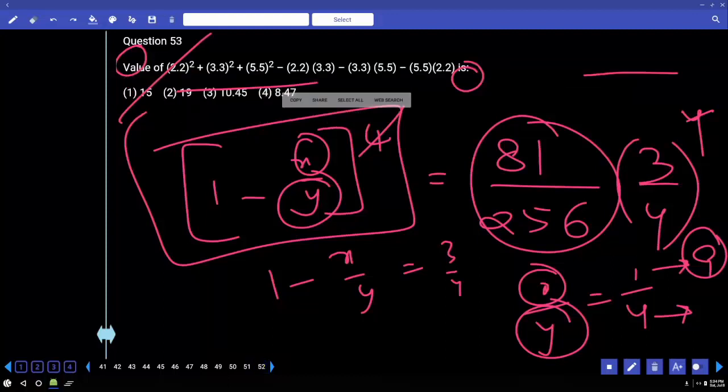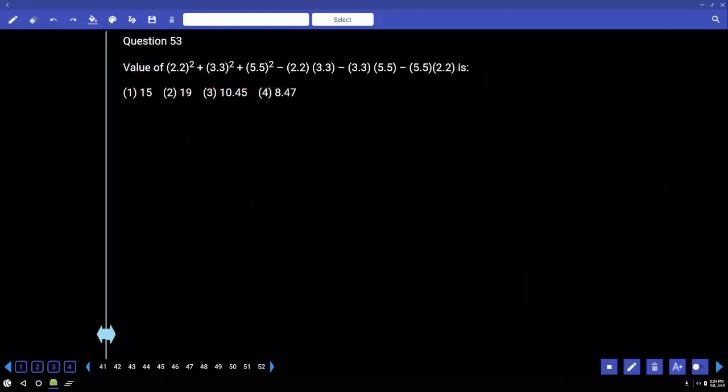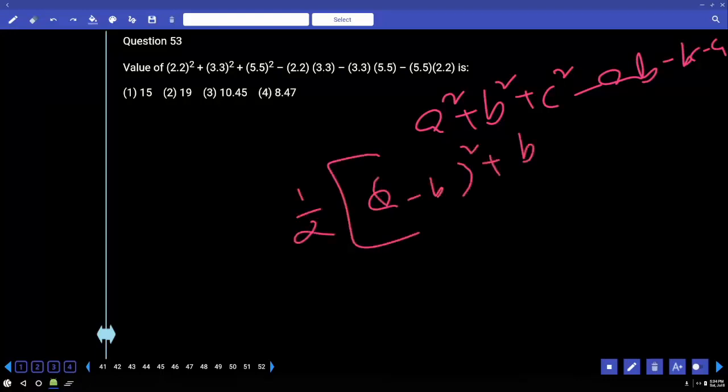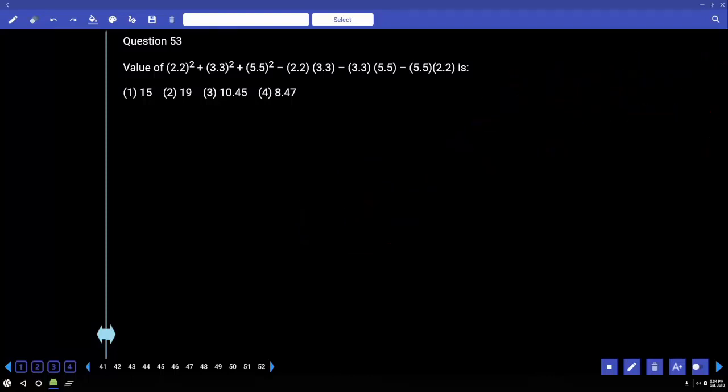Okay, next. Value of 2.2 whole square, 3.3. This is in the form a square plus b square plus c square minus ab minus bc minus ca, isn't it? Here as the unit digits are different, let us check the unit digit of these numbers. Otherwise, what is the formula for a square plus b square plus c square minus ab minus bc minus ca? 1 by 2 into (a minus b) whole square plus (b minus c) whole square plus (c minus a) whole square. Okay. Otherwise directly check with the unit digit.